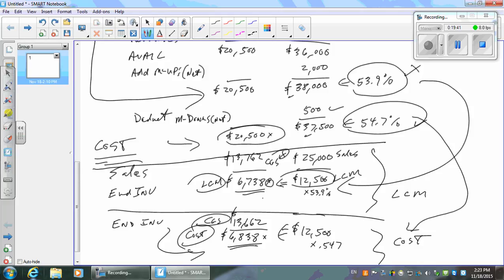So let's use their same example, and let's do LIFO. Okay.